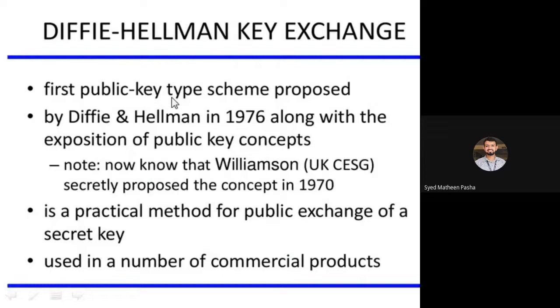It is the first public key type scheme which was proposed. Who proposed it? Diffie and Hellman in 1976, along with the exposition of public key concepts. That is, they used some simple public key concepts in the year 1976. These two authors invented this algorithm. Now, Williamson secretly proposed the concept in 1970. If I go in depth with respect to the algorithm, this particular key exchange technique was already invented in the year 1970 by this author, but it was hidden there. They extracted the data and these two authors invented them.